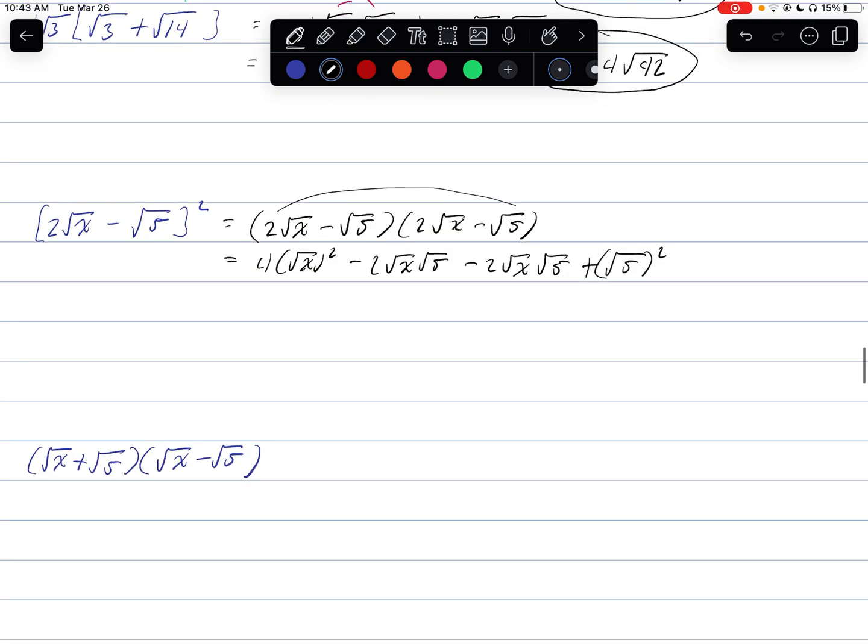Okay, so then here we have the square root of x squared. That just undoes the square root. So we have 4x, and then we have 2 copies here of minus 2 times the square root of x times the square root of 5. So we'll just have minus 4 times the square root of x times the square root of 5. And then the square root of 5 squared just undoes the square root, so we have plus 5. And I believe that is probably about as simple as you are going to make that.